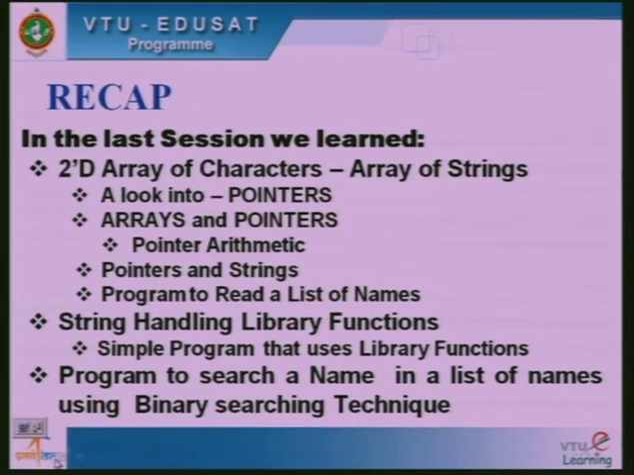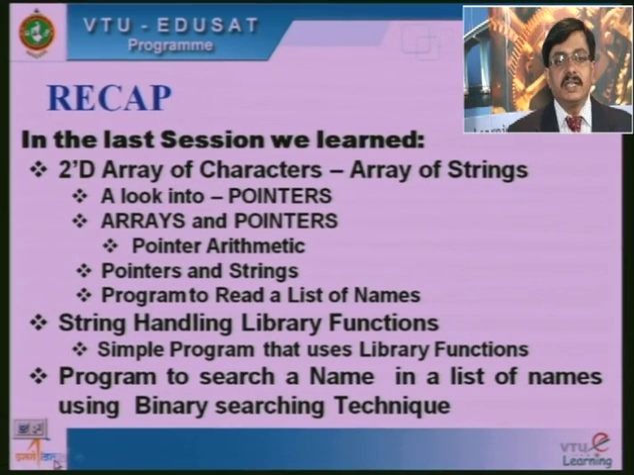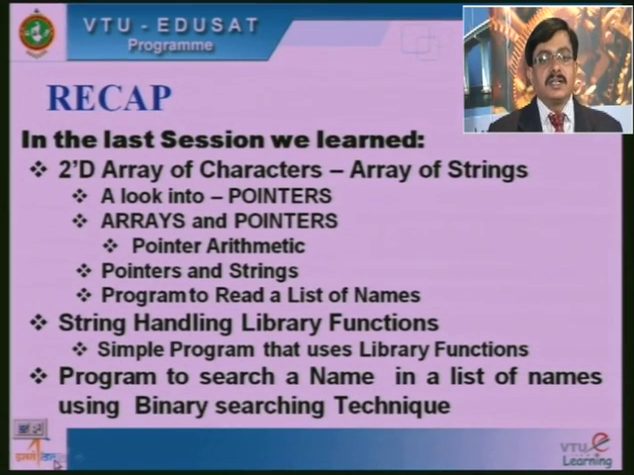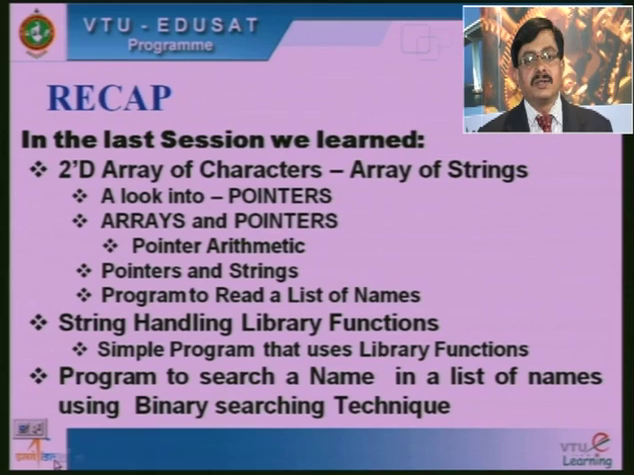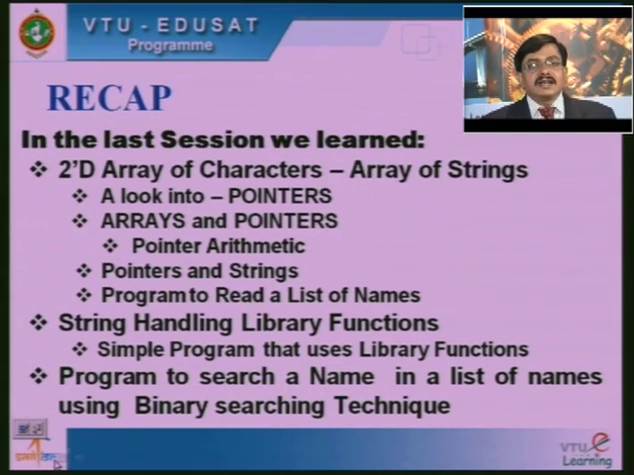Before we proceed with this session, let us see what we have discussed in the previous session. In the last session, we saw a two-dimensional array of characters, which we call strings, and we looked into the concept of pointers, which is a very important concept in the C programming language. Then we saw how arrays and pointers are related, some of the pointer arithmetic operations, and also pointers and strings, and later some programs related to strings, and also the string handling library functions.